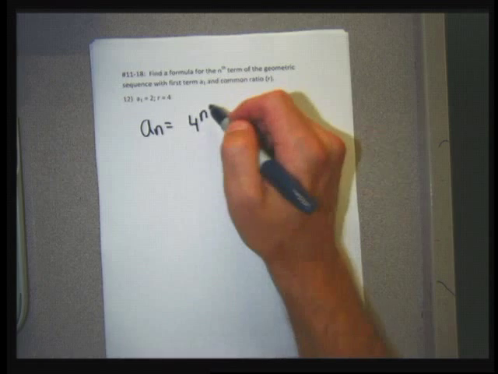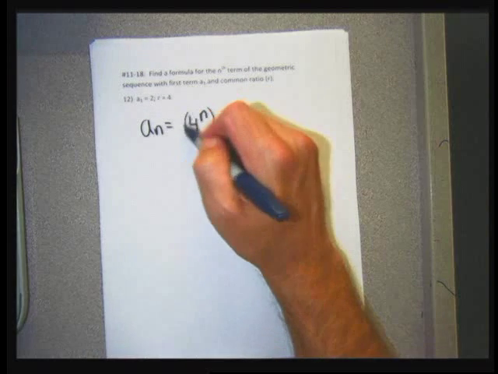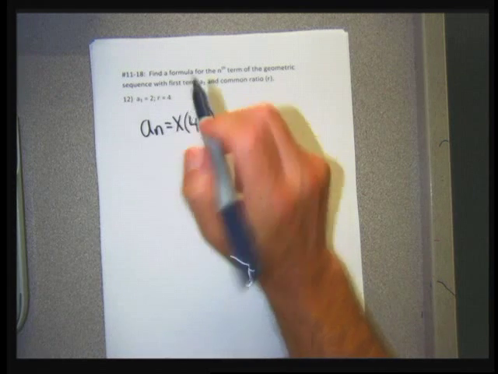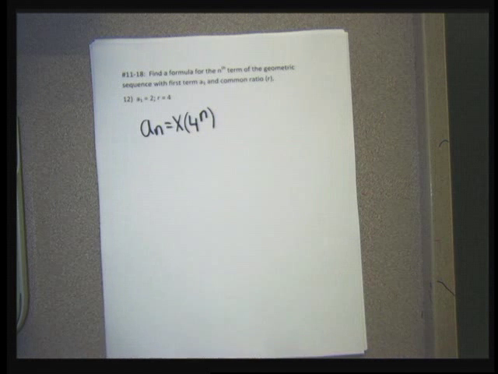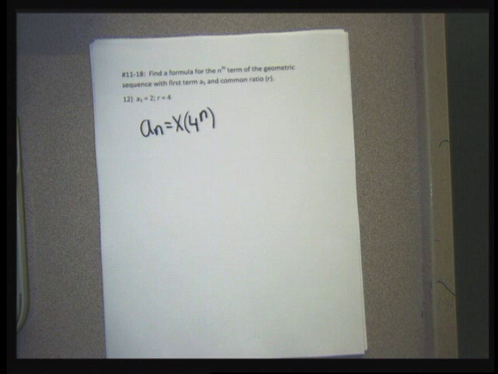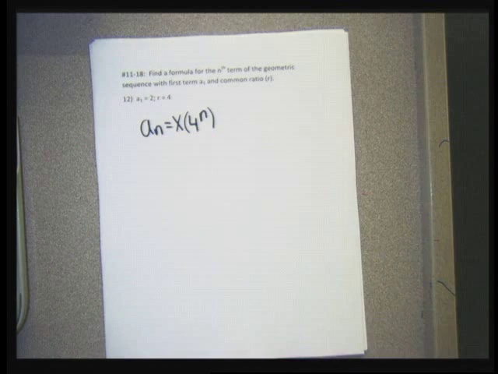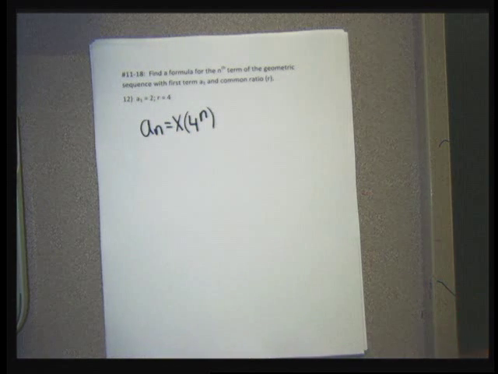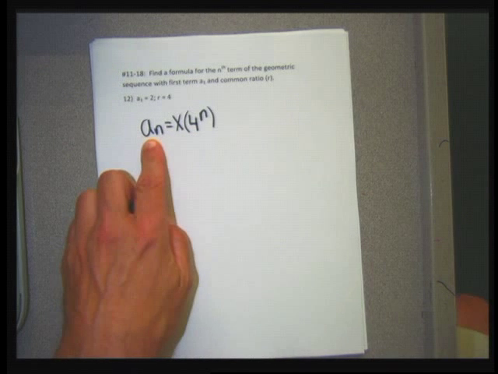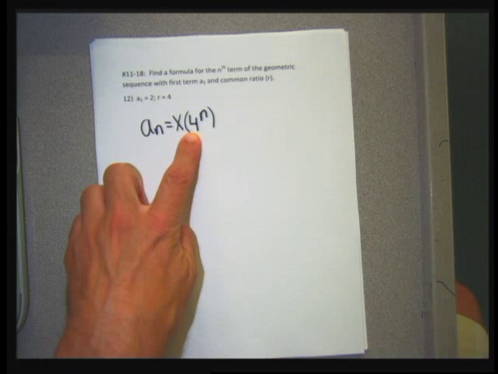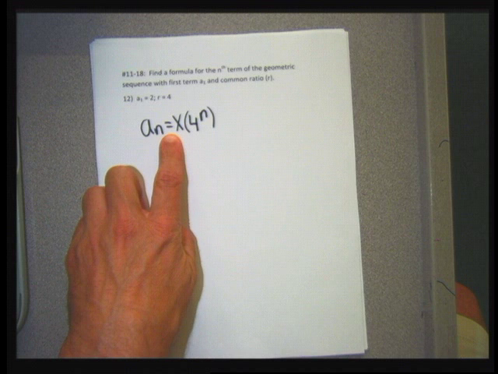In addition to that, I want to make sure that the first term comes out to be 2, that a sub 1 comes out to be 2. And in order to do that, I'm going to tweak the 4 to the n and figure out what I have to multiply 4 to the n by to make it so that when I plug 1 in, I get 2 for the first term. So this is the seed. For each of the problems between 11 and 18, I'm going to start off just like this. I'm going to create an equation. The sequence equals x times the common ratio to the n power, and then I'm going to solve for x.